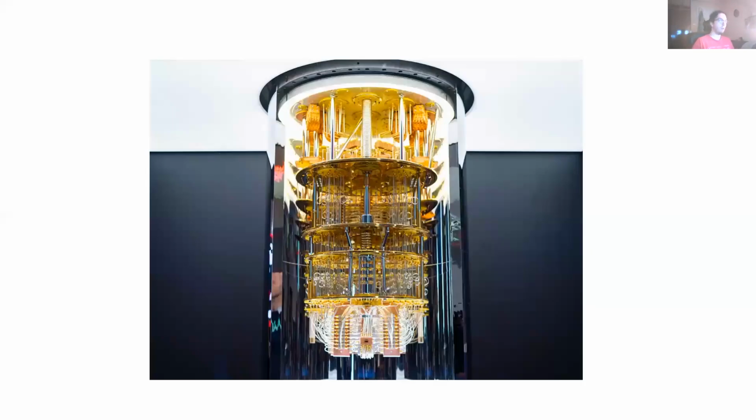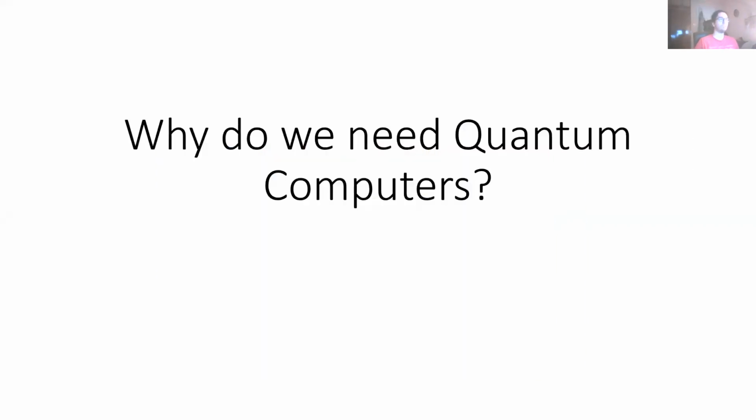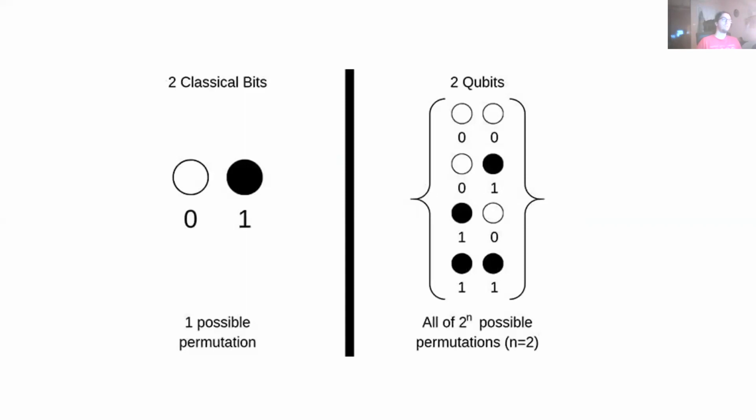So this is how a quantum computer looks like. This belongs to IBM. It's in Germany. IBM made the presentation a few weeks ago. So this is the IBM quantum computer hardware. So why do we need quantum computers? This will be brief.